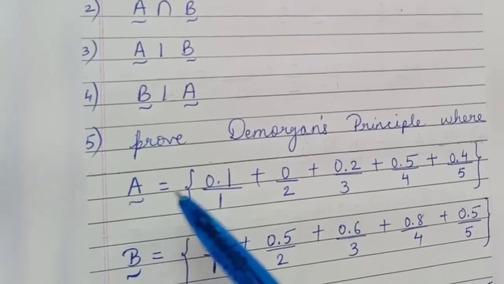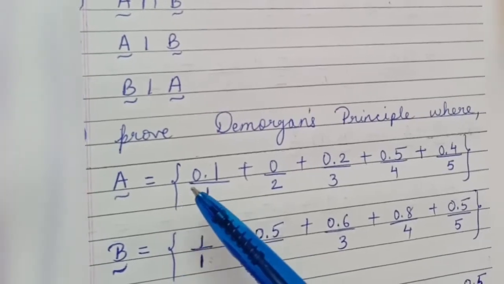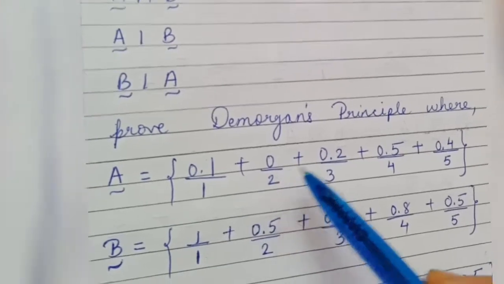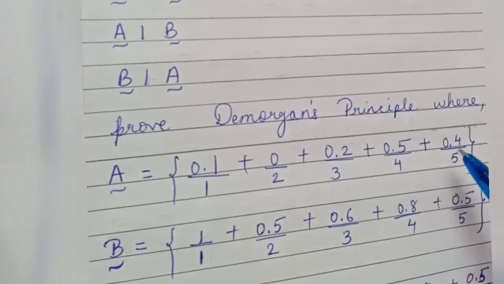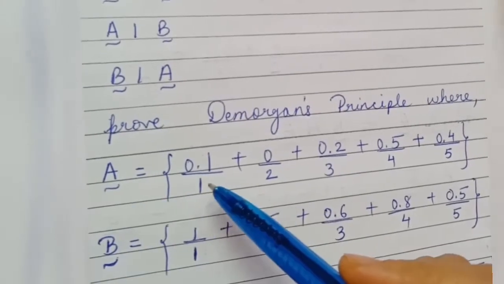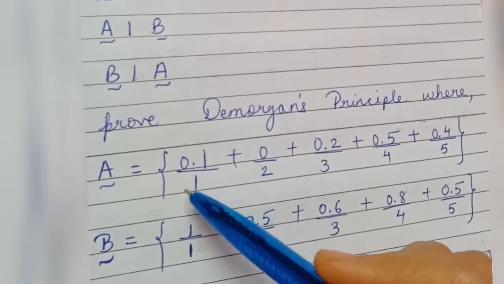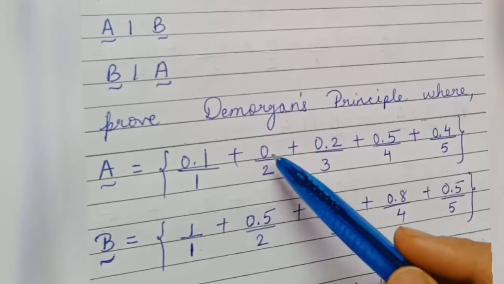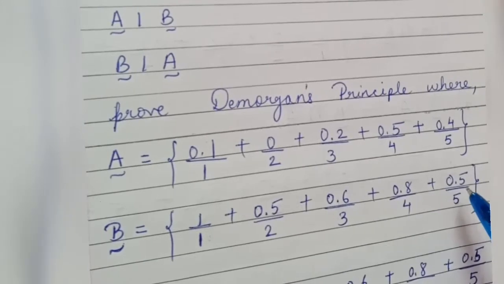First set is A equals to, it contains these elements. So the elements of fuzzy sets are written in the curly bracket. First element is 0.1 upon 1 plus 0 upon 2 plus 0.2 upon 3. Next is 0.5 upon 4 and 0.4 upon 5. So these are the elements in fuzzy set A. In fuzzy system, elements in a set are represented in this format. 0.1 upon 1, this is one element, followed by the plus sign. Similar way is the fuzzy set B. So these are all the elements in fuzzy set B.